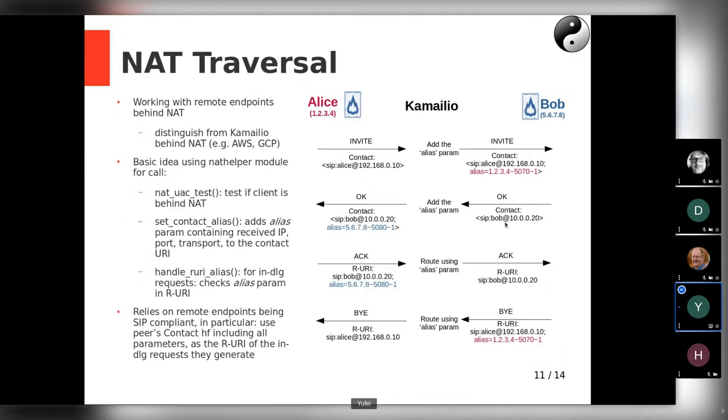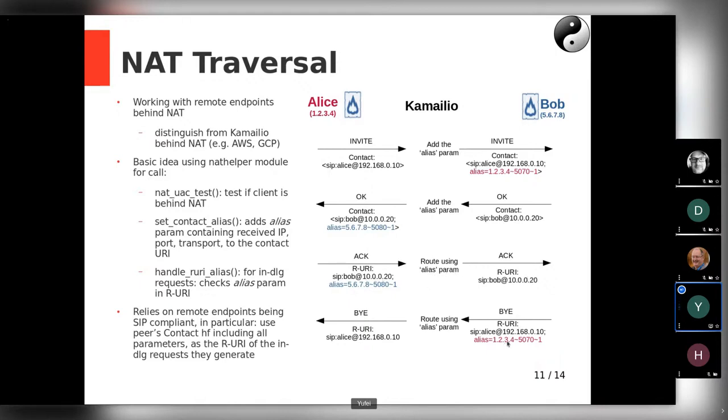And when Bob returns a 200 OK, he says the contact address is a 10.x address, which is an internal IP as well. And then Kamailio does something similar. It adds an alias to the OK and then sends it to Alice. When Alice sends an ACK back, it copies exactly the peer's contact, which is Bob's contact, into the request URI and sends it to Kamailio. On checking this request URI, Kamailio sees this alias, which is a routable IP, so it will use this alias to route this request. And then it removes that as well.